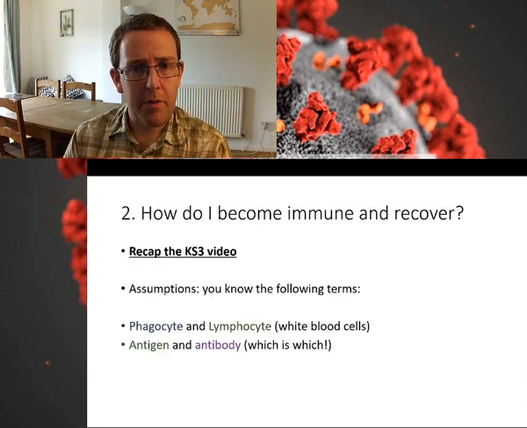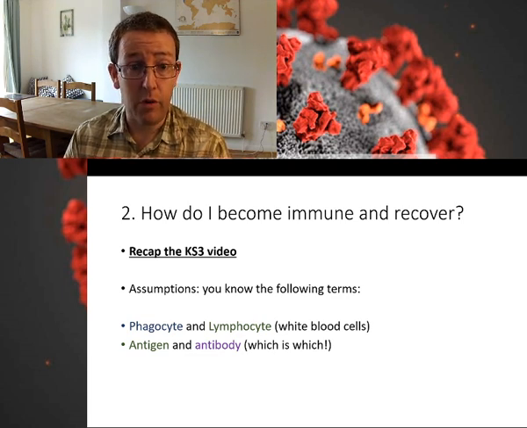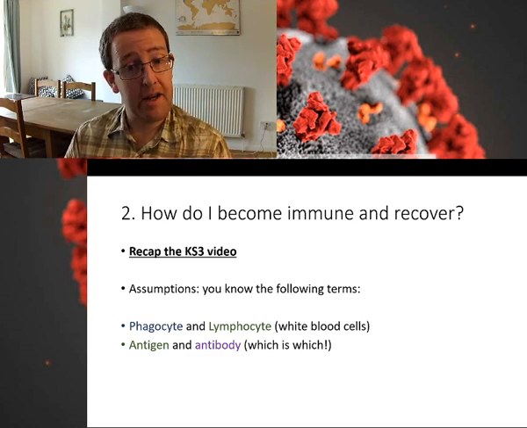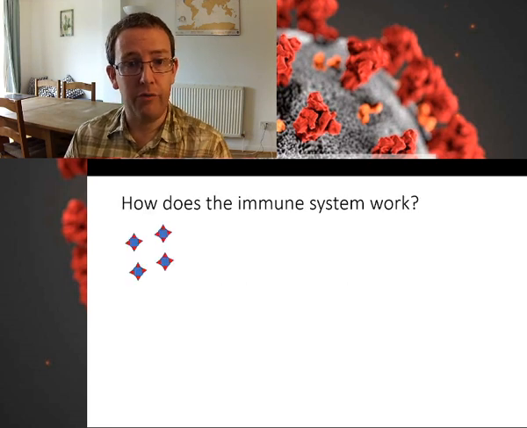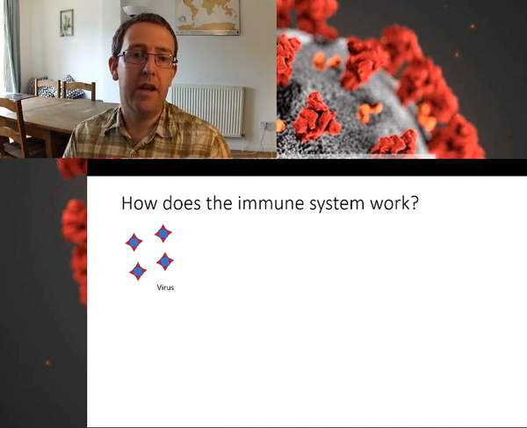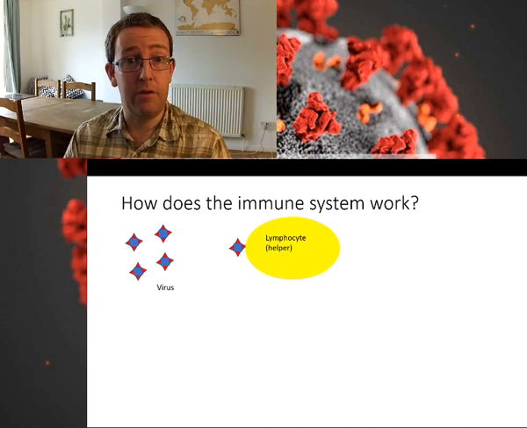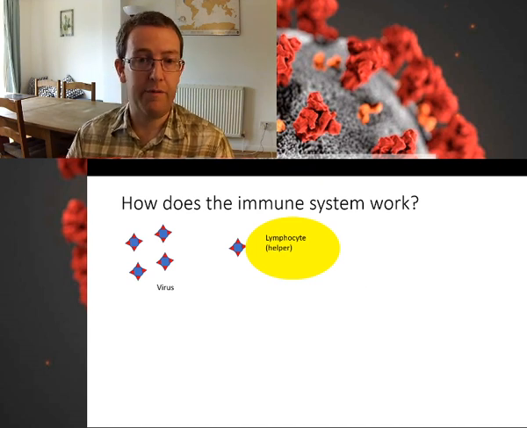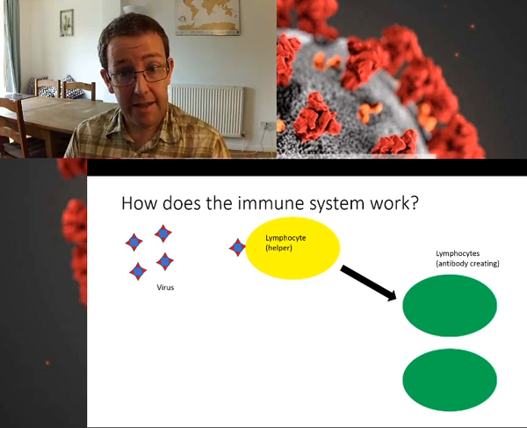Number 2, how do I become immune and how do I recover? Well, we covered a lot of this in the Key Stage 3 video, so do go and recap that. I'm making the assumptions in this video that you know the following terms: phagocyte, lymphocyte, antigen, and antibody. Okay, so as a very fast recap, in the previous video we looked at how the immune system works. So here's our virus. Our virus gets picked up by the immune system, particularly a type of cell called a lymphocyte, so a white blood cell called a lymphocyte, which then stimulates the activation of other lymphocytes that create antibodies.